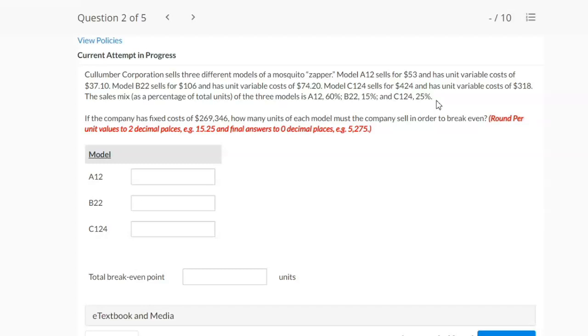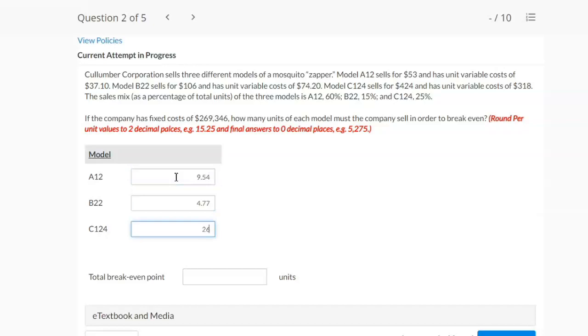Doctor, can you please repeat, after we find the contribution margin for each, what do we do? You need a contribution margin for each product, and you multiply it by the sales mix for that product.